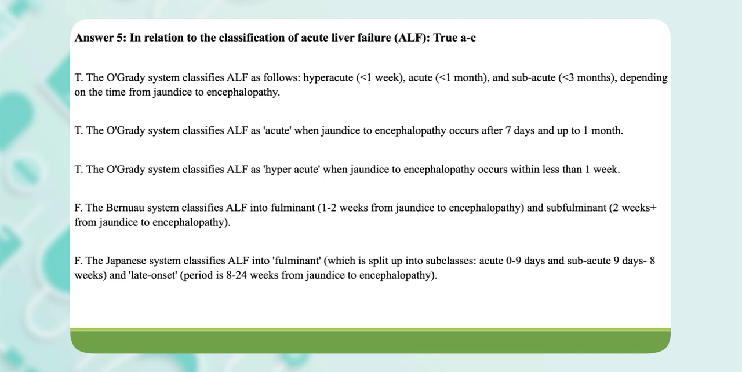The Bernuau system classifies ALF as fulminant, 1 to 2 weeks from jaundice to encephalopathy, and subfulminant, 2 weeks plus. In the Japanese system, fulminant is split into acute fulminant and subacute fulminant depending on the time from jaundice to encephalopathy: 0 to 9 days is acute fulminant, 9 days to 8 weeks is subacute fulminant, then late onset is 8 to 24 weeks.